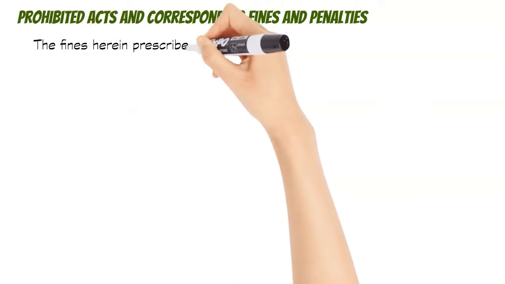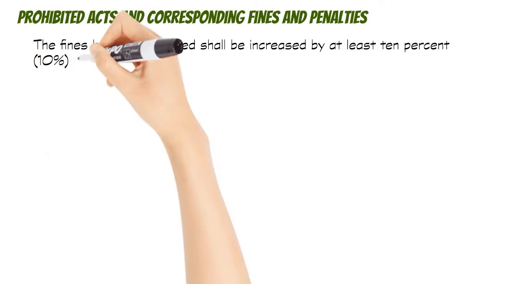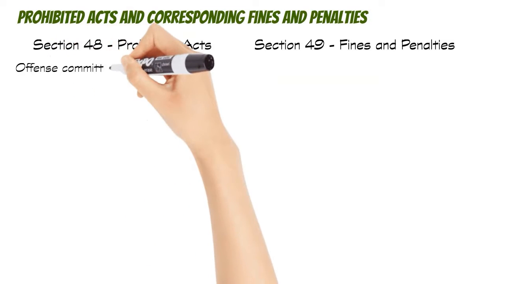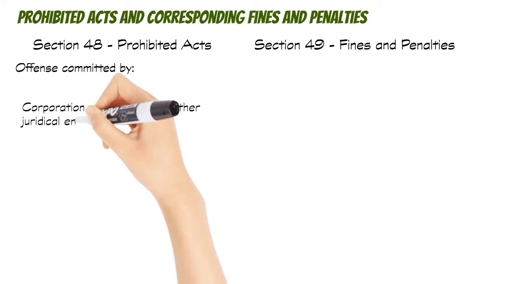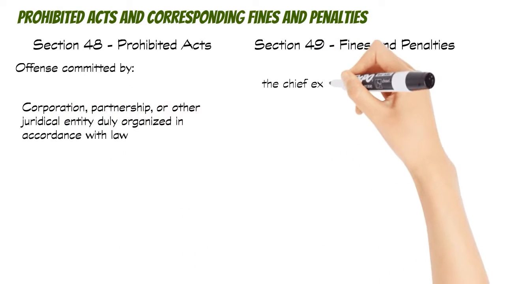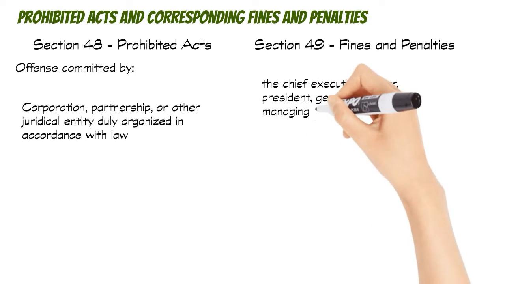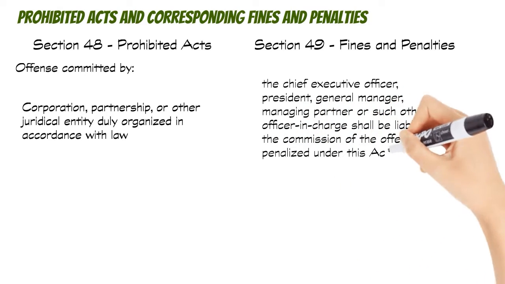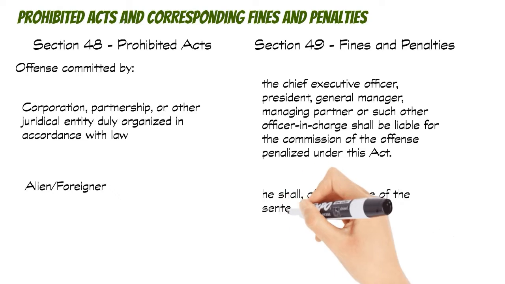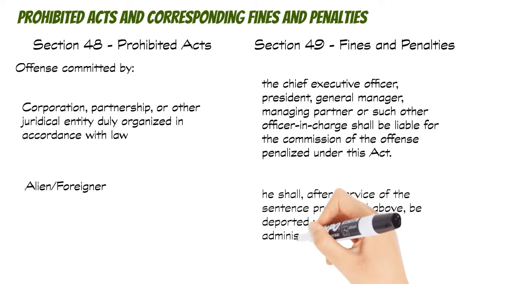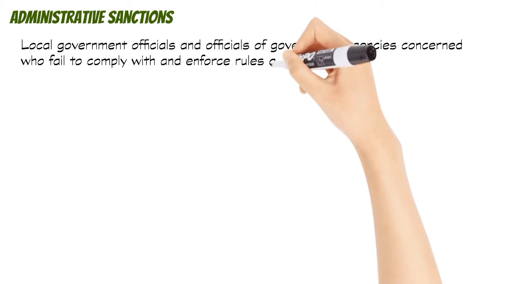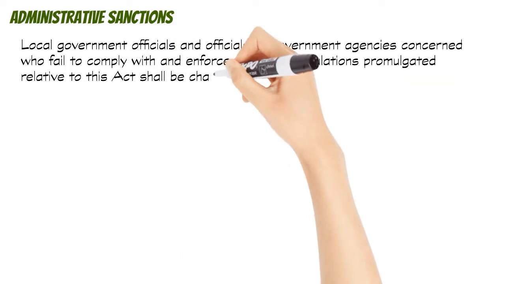The fines herein prescribed shall be increased by at least 10% every 3 years to compensate for inflation and to maintain the deterrent function of such fines. Offense committed by a corporation, partnership, or other juridical entity duly organized in accordance with law: the Chief Executive Officer, President, General Manager, Managing Partner or such other officer in charge shall be liable for the commission of the offense penalized under this Act. If the offender is an alien, he shall, after service of the sentence prescribed above, be deported without further administrative proceedings. Administrative sanctions. Local government officials and officials of government agencies concerned who fail to comply with and enforce rules and regulations promulgated relative to this Act shall be charged administratively.